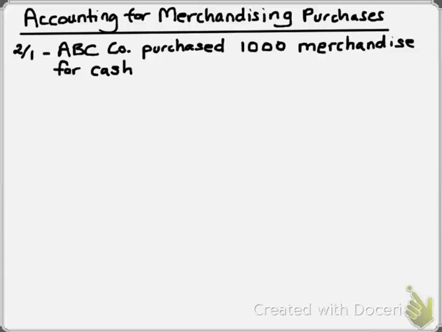Now let's learn how to account for merchandising purchases. On February 1st, ABC Company purchased $1,000 of merchandise for cash. That should say not 1,000 units, but it should be $1,000 of merchandise for cash. Let's take a look at how we record this transaction.